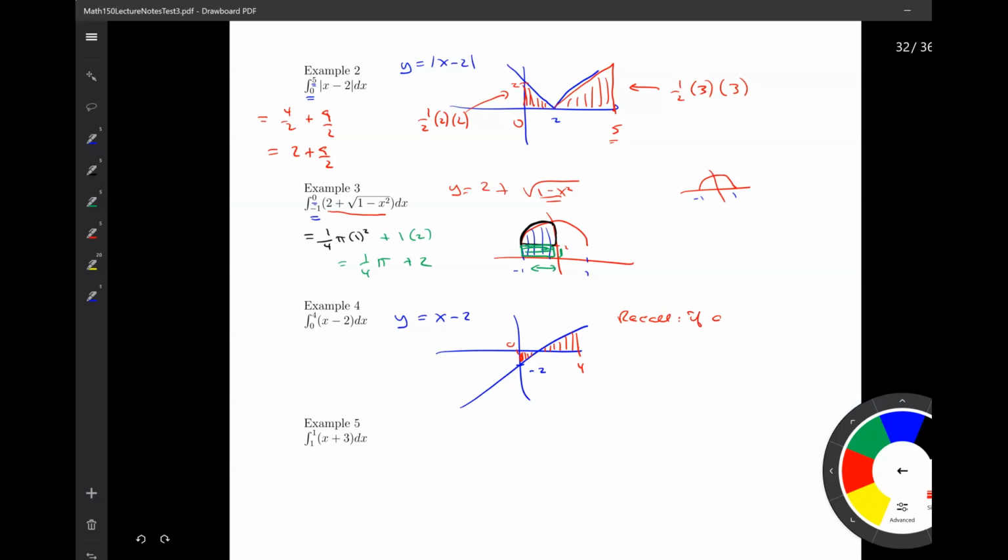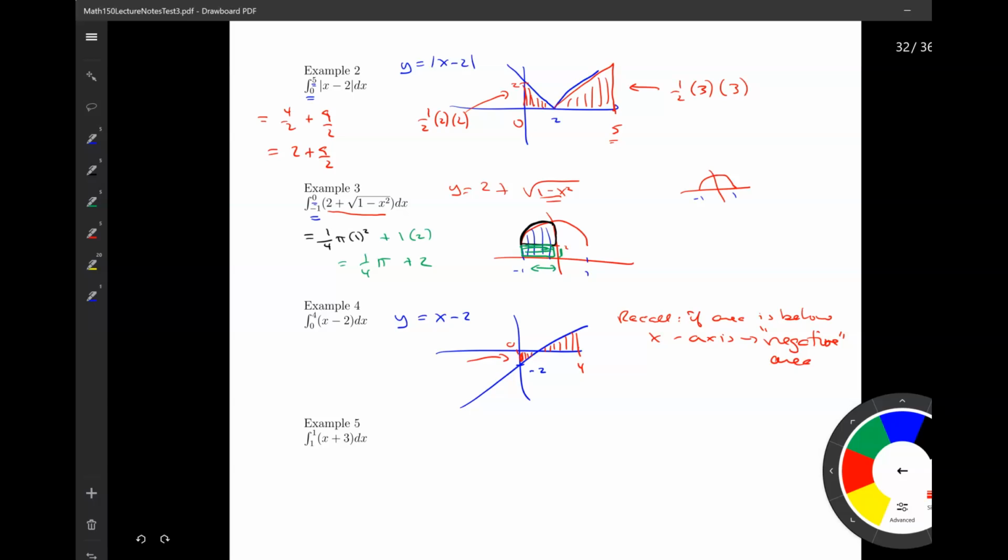if the area is below the x-axis, we give it a negative, right? There's a negative assigned to it. It's called negative area, right? That was from Riemann sums.